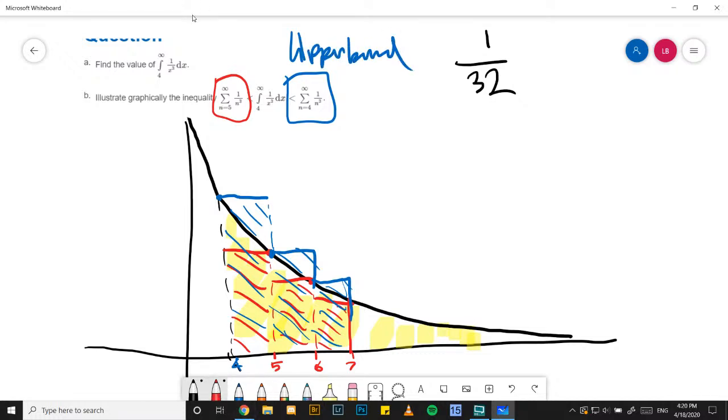And this is the lower bound, and this is the upper bound, since first of all, you can literally see it in the inequality. This is an upper bound for the function, this is the lower bound for the function.